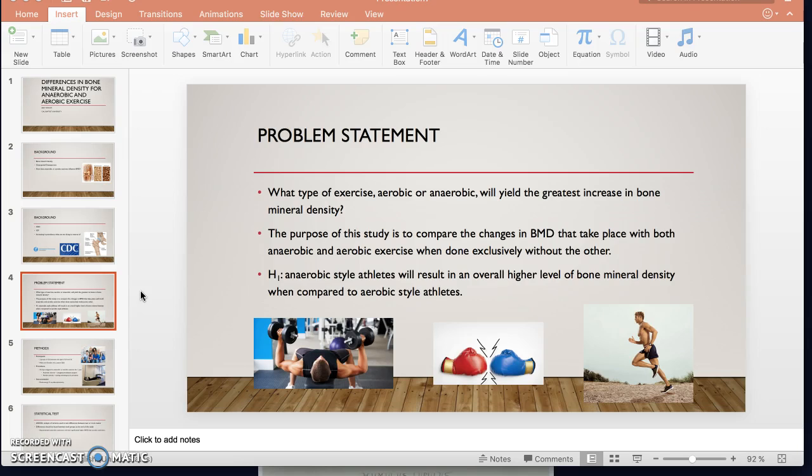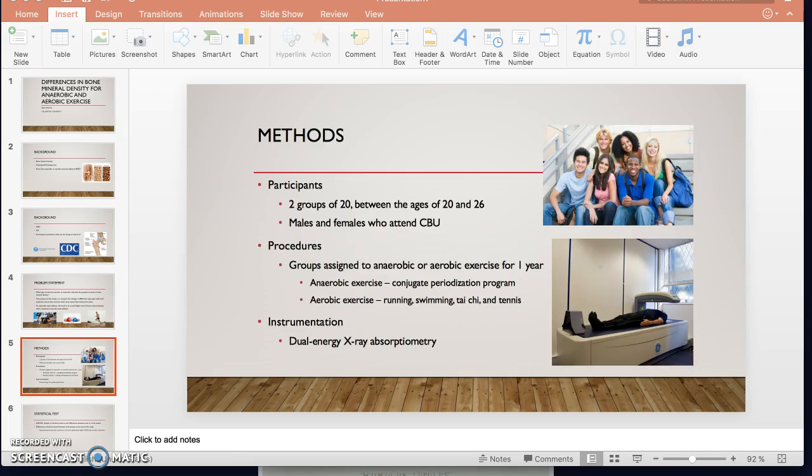And let's go ahead and look into the methods to see how we're doing this. All right, methods for this study. This study is going to contain two groups of 20, all who have been cleared by their primary care physician. Each subject in the study will be between the age of 20 and 26, 10 males and 10 females in each group, and they all are going to be attending CBU.